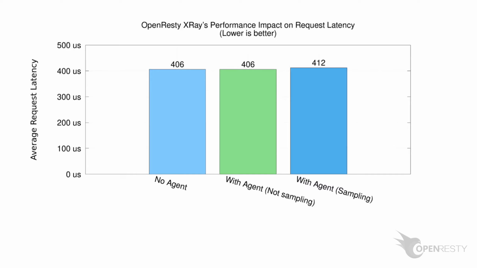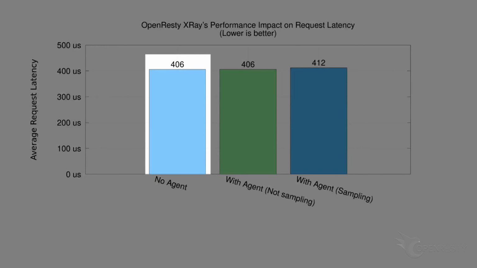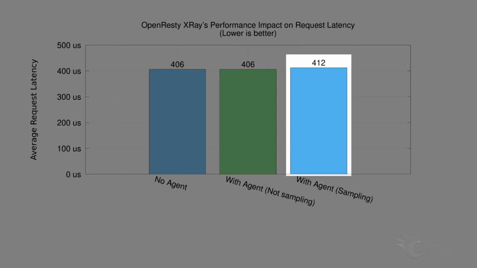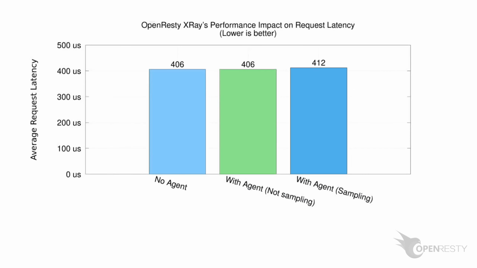Here is the benchmark showing the impact on request latency during the sampling process. And this is what we found in comparison. Without installing the OpenResty X-Ray agent, the average request latency is 406 microseconds. When the agent is installed but the analyzers are not running, the average latency remains unchanged. When the analyzers are sampling, the latency is 412 microseconds, an increase of only 6 microseconds. Running the analyzers for performance analysis has a minimal impact on the latency.